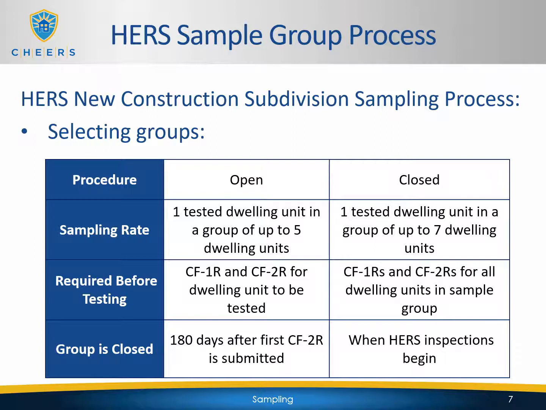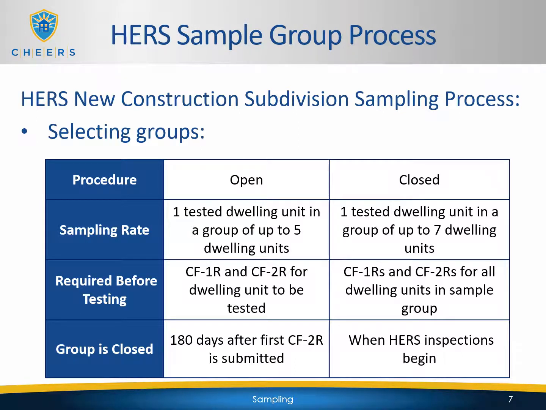Again, you can do less than 7, but we're trying to maximize to save cost for both the installing contractor and the builder. When you do this, it's not going to cost you as much money, so you can give a better price to that builder. So that's the big difference between your closed and open group.